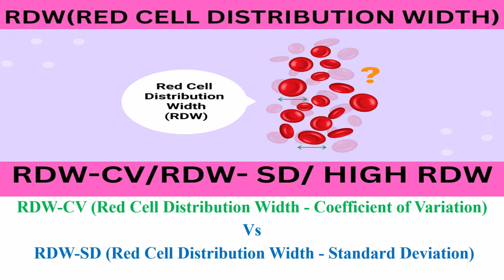Let us see the difference between RDW-CV and RDW-SD, which is found on CBC. Red cell distribution width coefficient of variation and the red cell distribution width standard deviation. Which one is more sensitive? Which one is recommended for clinical practice?